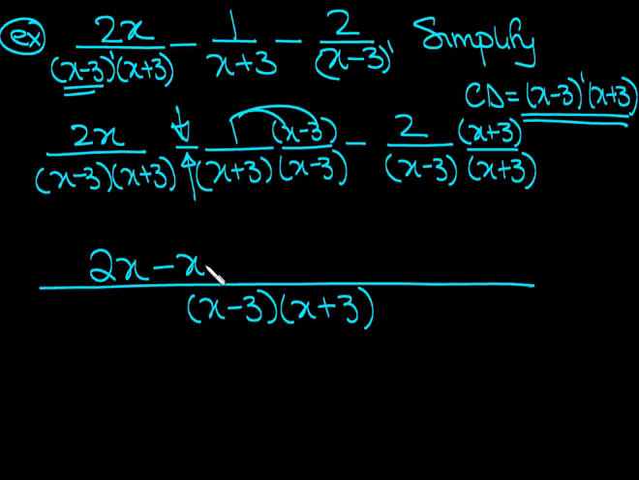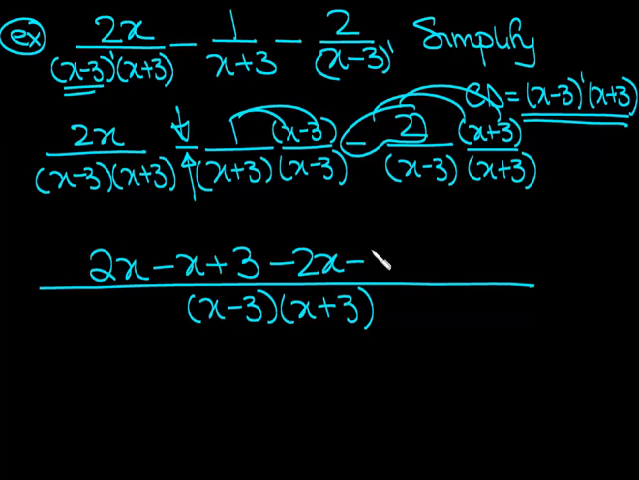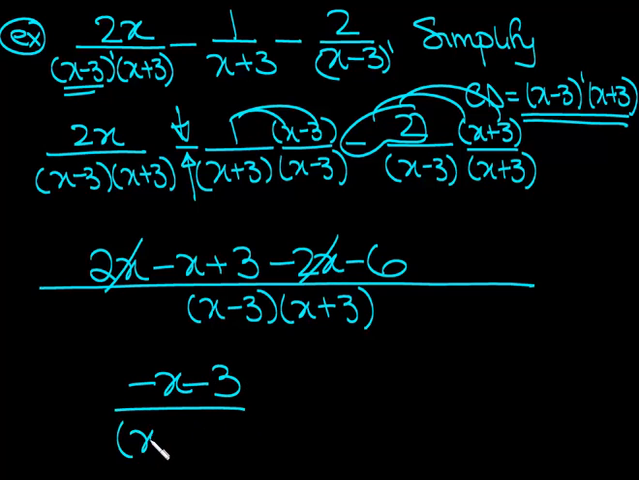So you get negative x plus 3. Out here you're distributing a negative 2. You guys can see that. So you get negative 2x minus 6. So the 2x's cancel, they're the same. So I get minus x minus 3 over x minus 3 times x plus 3. Okay, so I added them together.